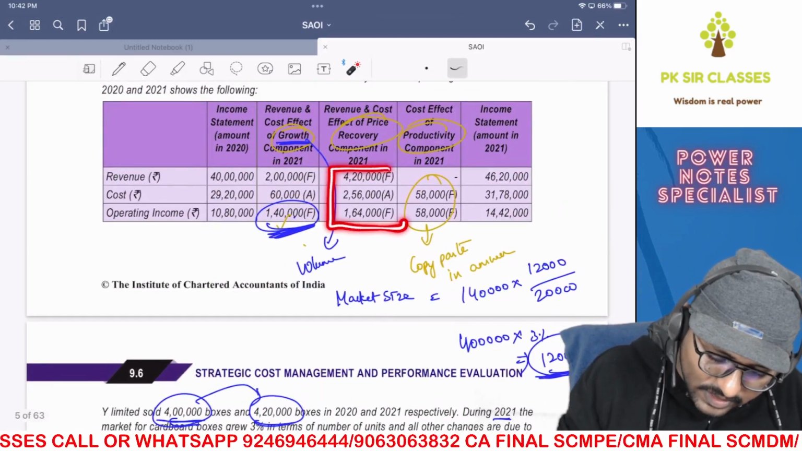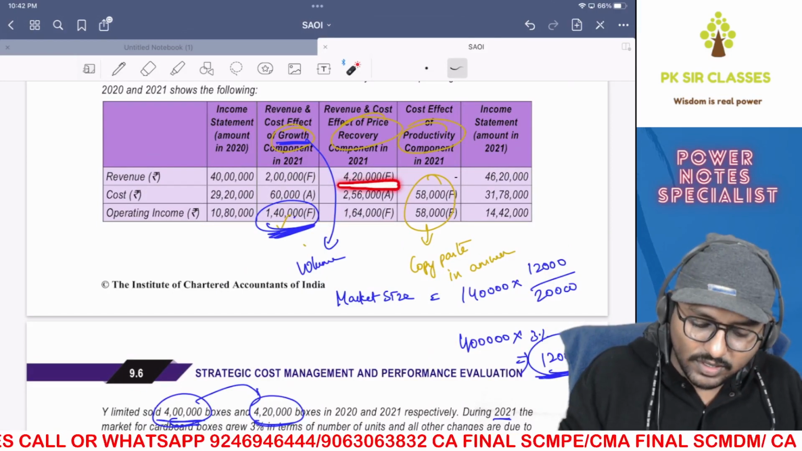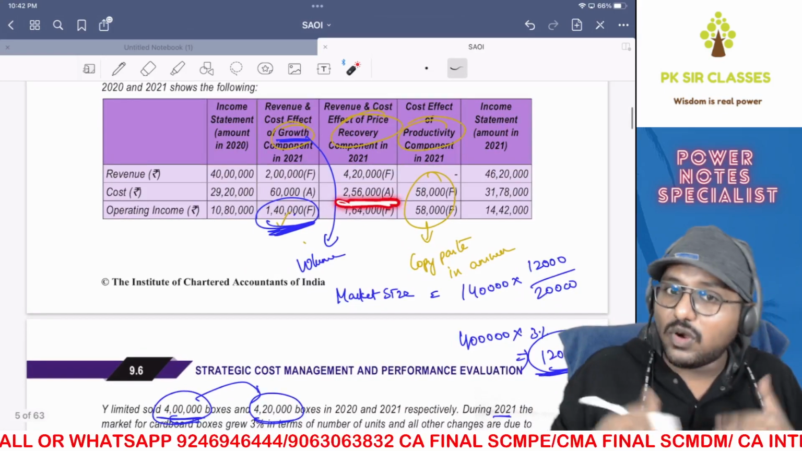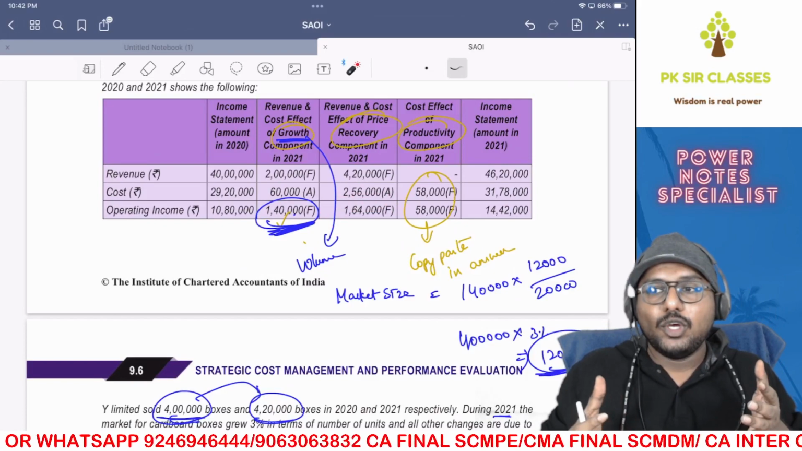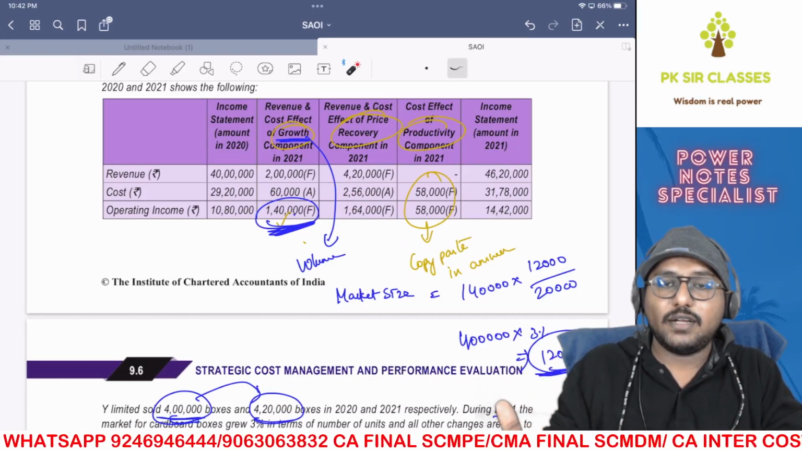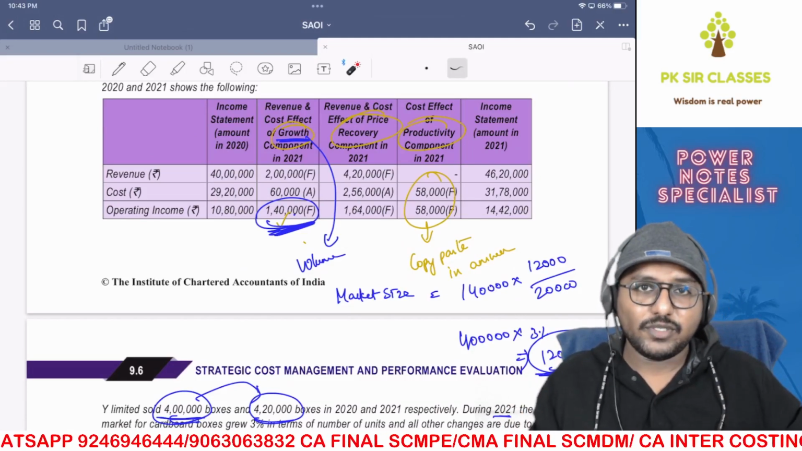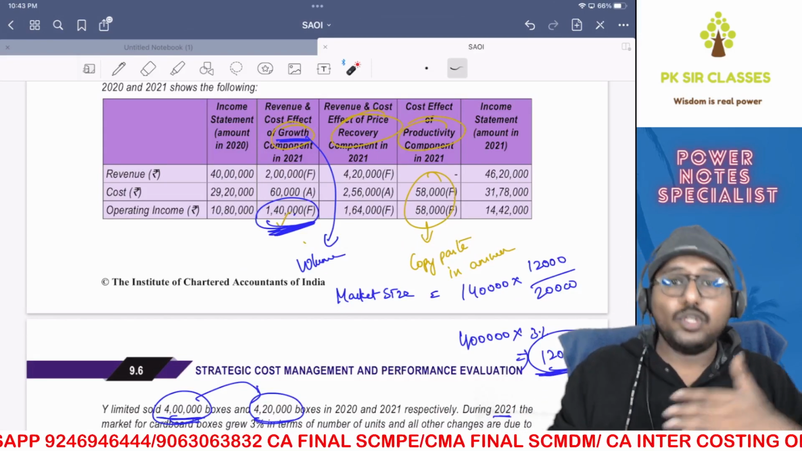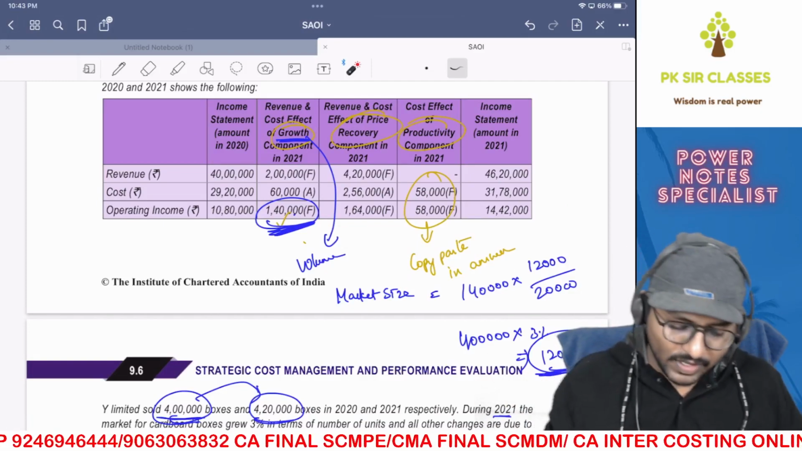you should observe this number carefully. What is that? Revenue has increased, favorable, which means you have sold at a higher price. Cost also has increased. Ultimately, the net effect is favorable, which means you have invested in cost to make the product different, and because you have made the product different, you are able to sell it at a higher price. And because you have made the product different, not only were you able to sell it at a higher price, but also you were able to sell more units. Are you able to understand?